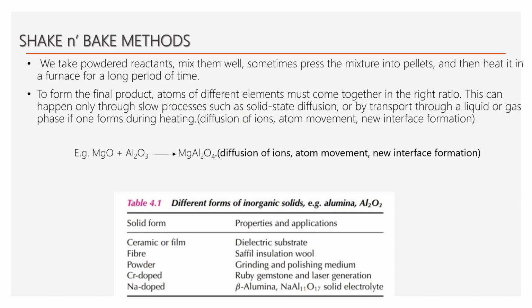This is why solid state reactions need high temperature and long heating times, because the atoms in solids move slowly and they need time to find the right partners and form the correct structure. So different forms of inorganic solids, for example alumina, have been shown in the table in the form of an image, like the solid form of ceramic. The ceramic film is showing the properties of a dielectric substrate and applications in dielectric substrates, fibers, insulation, wools, etc.